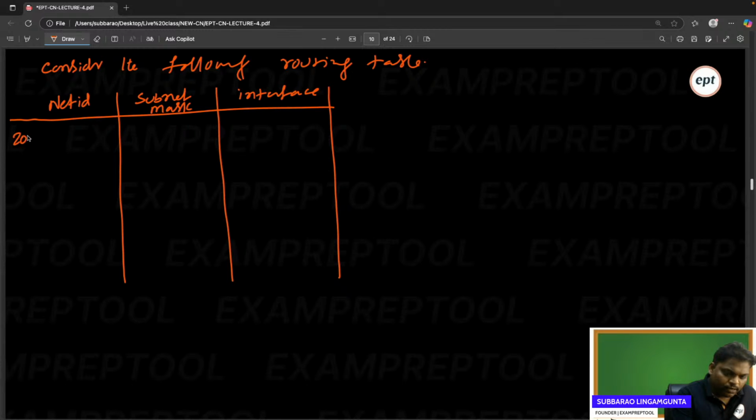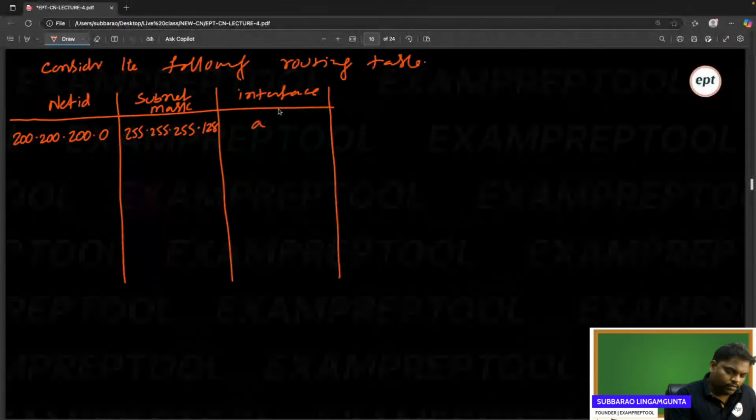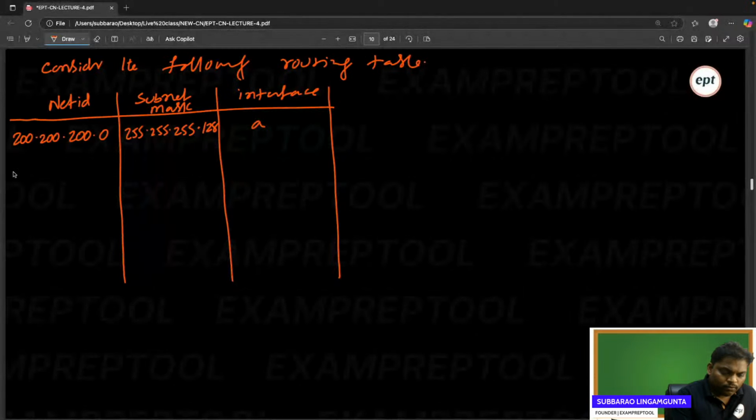The first entry is 200.200.200.0, with subnet mask 255.255.255.128, and it goes to interface A. The next is 200.200.200.128, with subnet mask 255.255.255.192, and it is interface B.